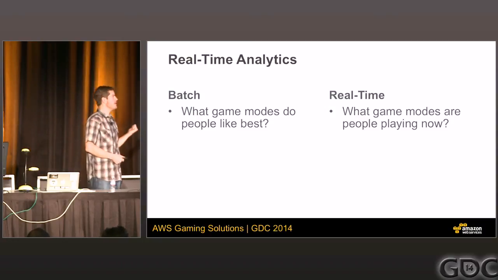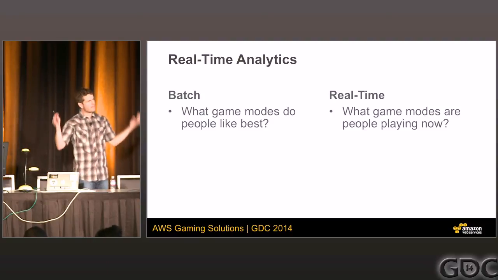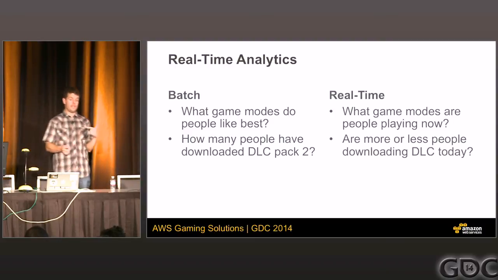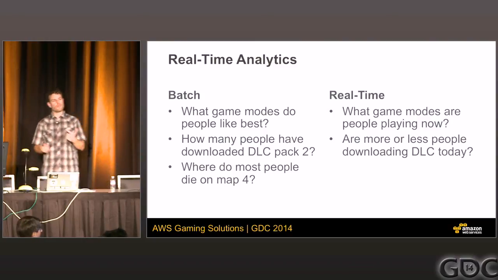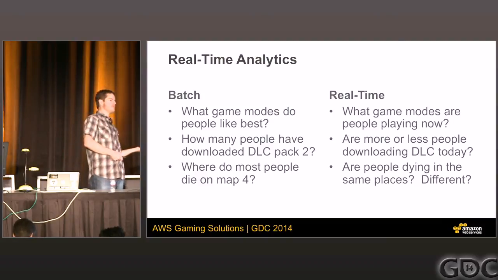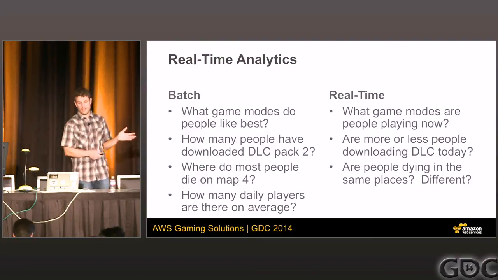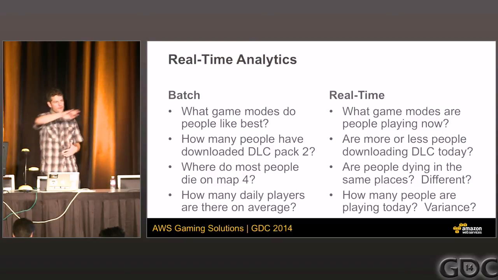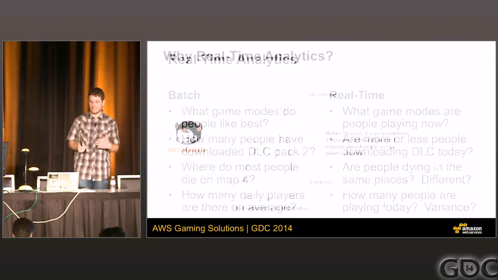So we talk about real-time analytics and batch, which we've talked about so far. Batch tells us what game modes people like best, which helps us make decisions about the next update. Real-time tells us what they are actually playing now. Batch says how many people have downloaded a certain map pack; real-time says whether more or fewer people are downloading that DLC today. Batch tells us where most people die on a given map; real-time says whether people are dying in different places. And the last one is how many daily players there are on average. Everybody is familiar with the sine wave curve of average users, but how many people are playing today?